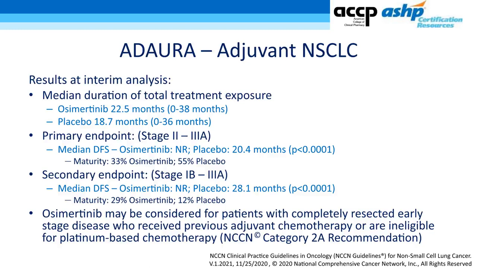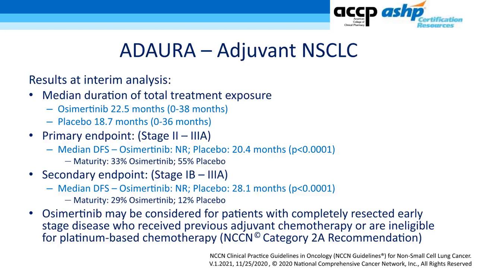Results at interim analysis were as follows. The median duration of total treatment exposure was 22.5 months with osimertinib compared to 18.7 months with placebo. The primary endpoint, again to highlight, this was for stage 2 to 3A disease. The median disease-free survival with osimertinib had yet to be reached, in comparison to placebo, it was 20.4 months. Secondary endpoint, as highlighted, the entire patient population, stage 1B to 3A. Again, the median disease-free survival observed with osimertinib was not reached, compared to placebo having 28.1 months.